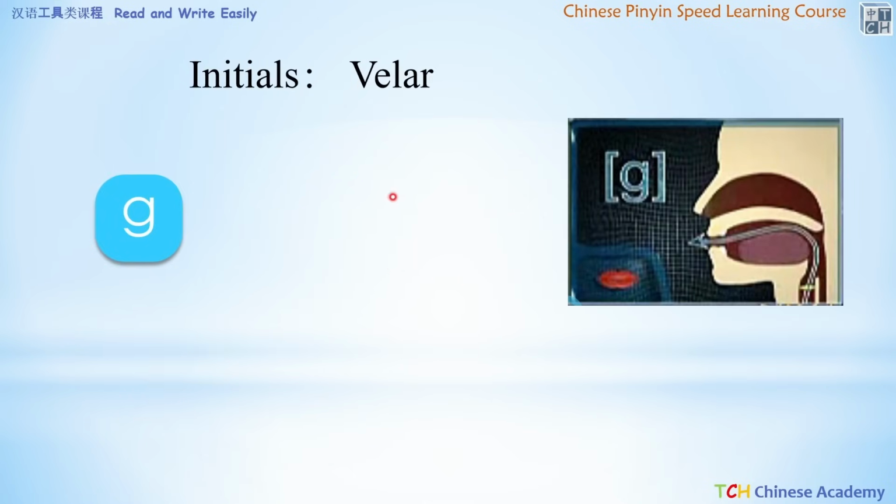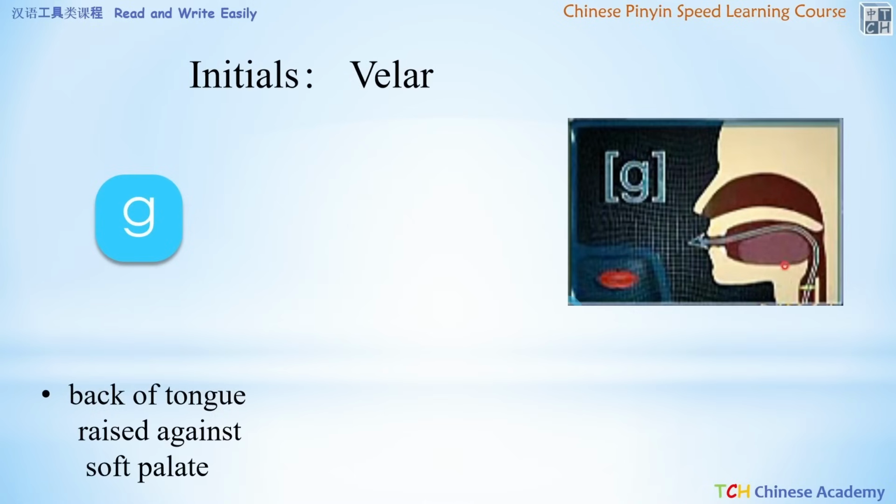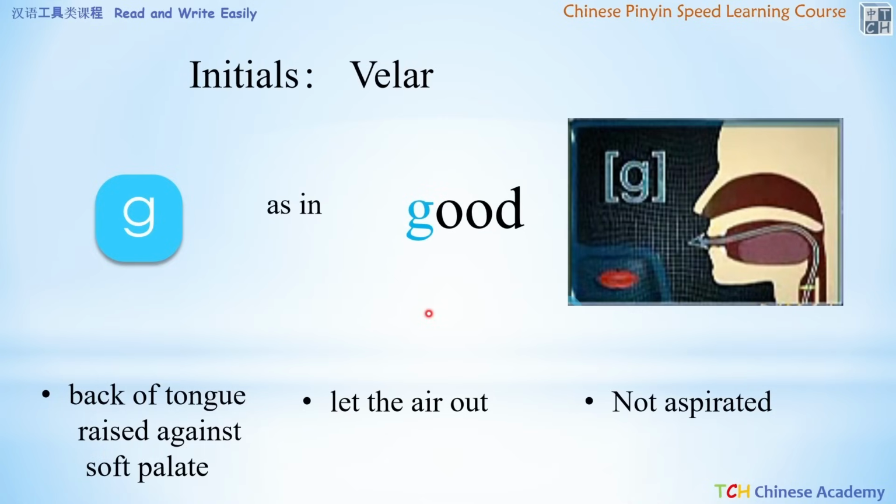Well, let's learn the first velar initial, G. We can see the back of the tongue is raised against the soft palate, which is this part. And just let the air out. And this sound is not aspirated, as in the English word good.